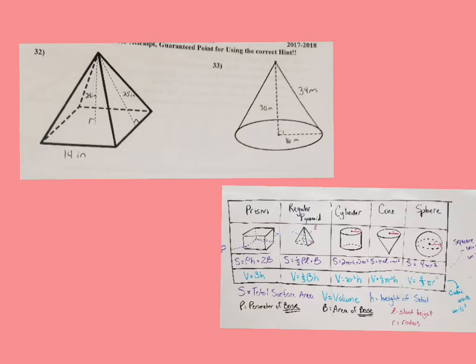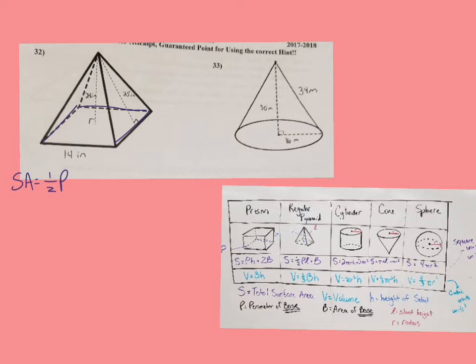So remember, this is a pyramid because there is a polygon base. It goes up to 1 point. It's triangles on the side. So for number 32, we're going to go surface area of a pyramid. And I use S in here, but a lot of times when I'm writing, I use SA because I just like that better. So 1/2 the perimeter. That's the perimeter of the base.